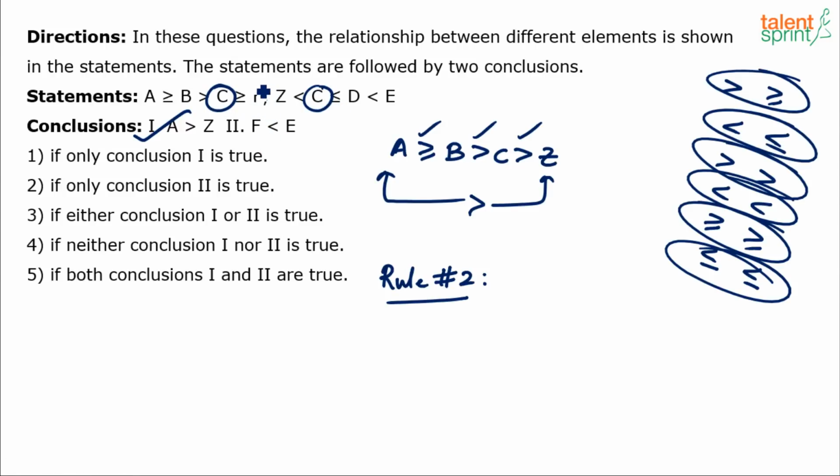Connect F with E. Now, you don't have to put pen on paper. Just read it out. F less than or equal to C, C less than or equal to D, D less than E. So from F to E, I have less than or equal, and less. What is common? Less is common. So F less than E. Conclusion 2 is also true. So 1 is true, 2 is true, both 1 and 2 are true. Option 5 is the answer.